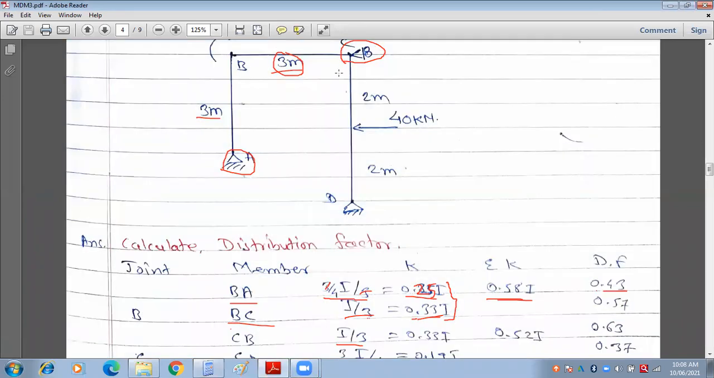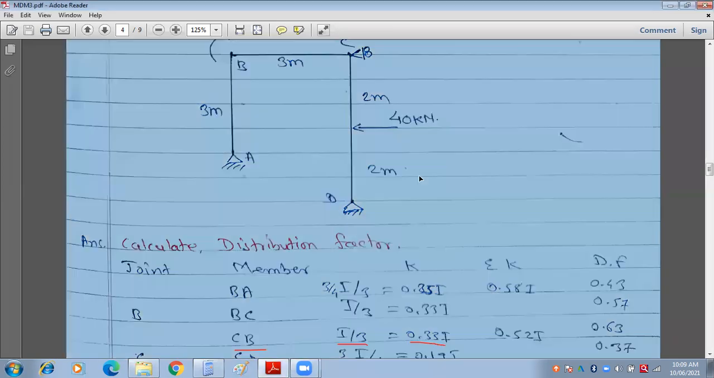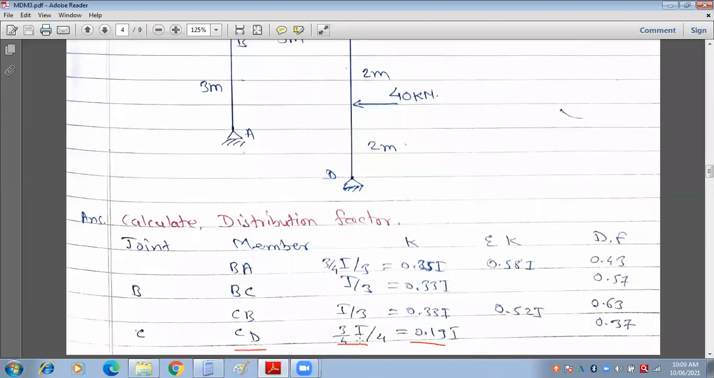Now similarly, let us find the distribution factor for joint C. To joint C, two members are connected: CB and CD. Let us consider CB first. The far end B is continuous, therefore again it is I by L, I by 3, which is 0.33 I. And for member CD, the far end D is simply supported, therefore this value is 3/4 I by L. Here L is 4 meter, therefore 3/4 of I by 4.